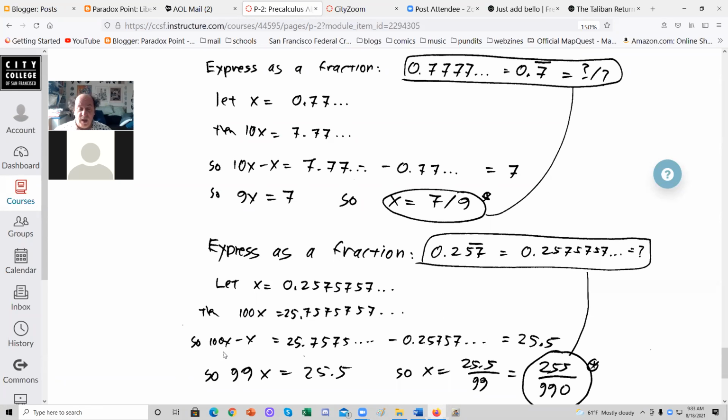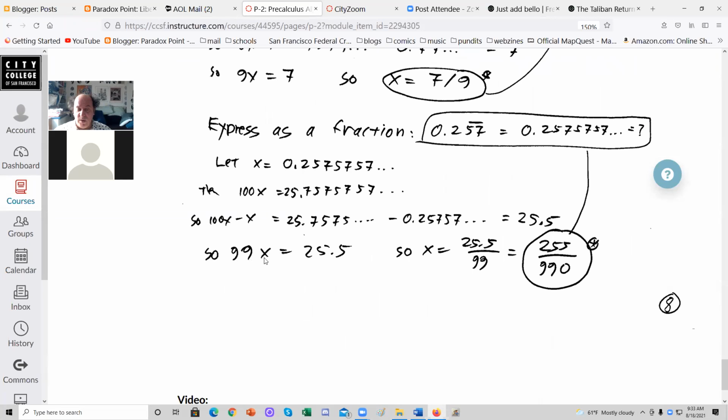So 100x minus x, that's 99x. It equals 25.5. So transpose, x is 25.5 over 99, or rescaling numerator and denominator by 10, we get the ratio 255 over 990, which if you plug into the calculator will indeed come out to be this repeating decimal.